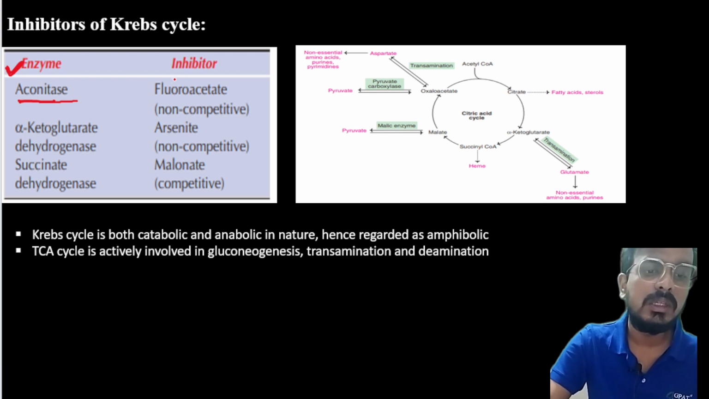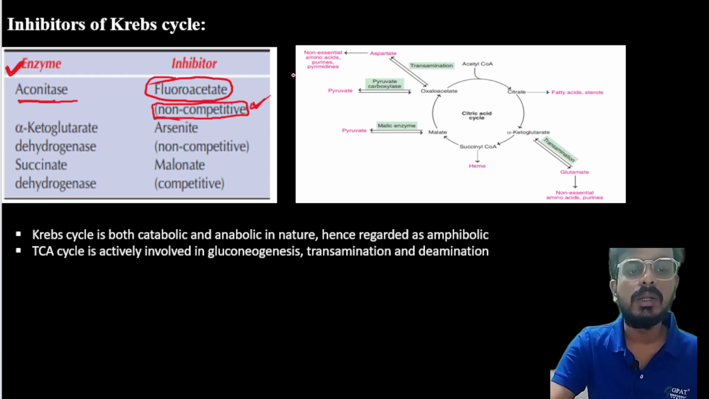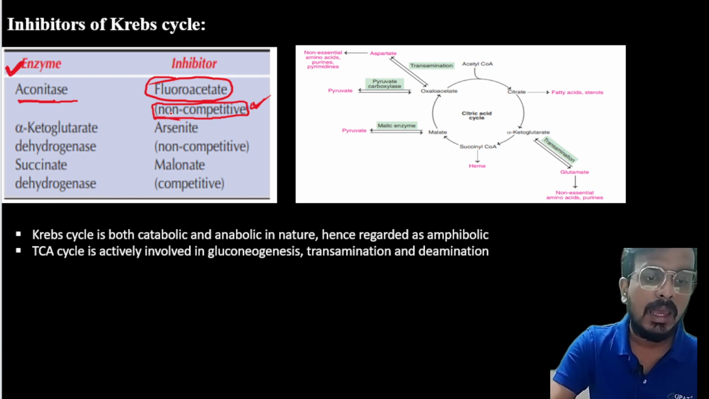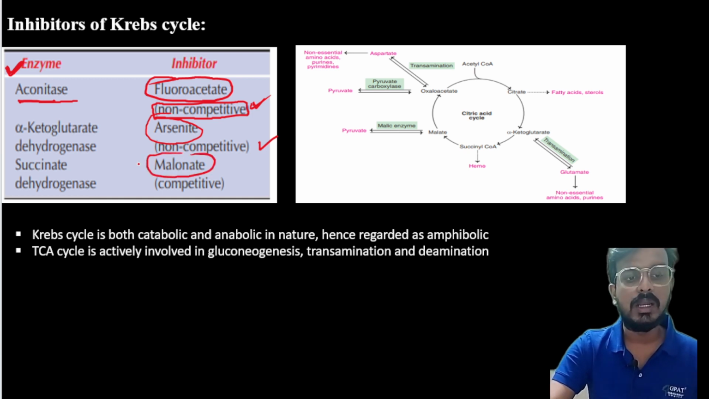Okay, so you can see aconitase inhibitor is fluoroacetate, and it is a non-competitive inhibitor. It is not a competitive inhibitor, rather it is a non-competitive inhibitor. Now alpha ketoglutarate dehydrogenase: arsenite is basically considered an alpha ketoglutarate dehydrogenase inhibitor, and malonate is an inhibitor of succinate dehydrogenase.